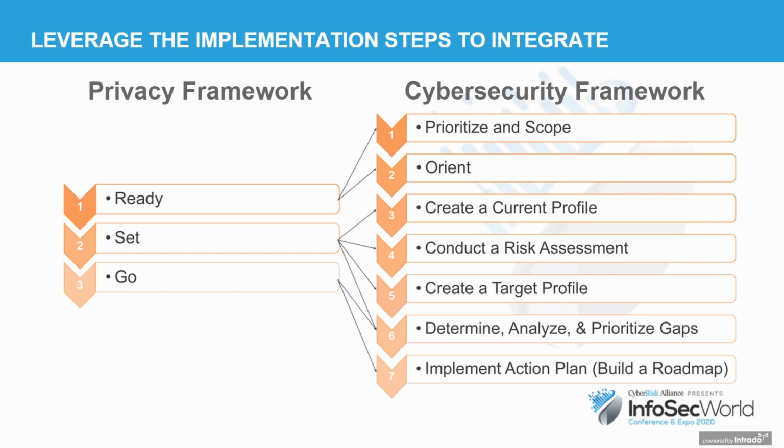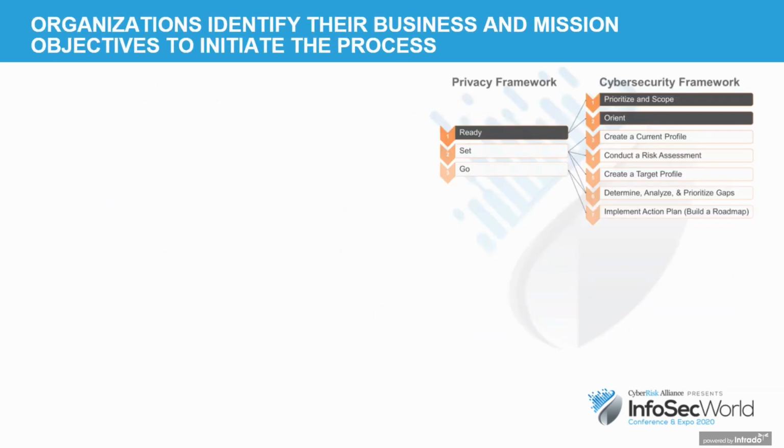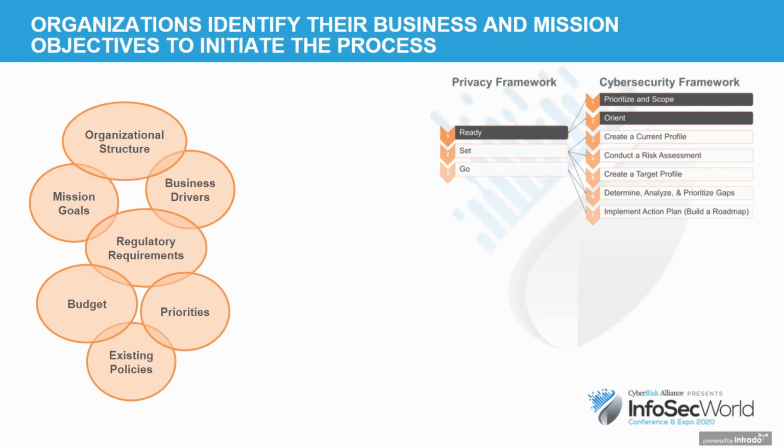So we're going to start off with the ready step of the privacy framework and the prioritize and scope and orient step of the cybersecurity framework. To do that, one of the great places to start is to take a step back and say, what is our organizational structure? What are our mission goals, our business drivers, our regulatory requirements? Just lay it all out there. What's our budget? There's all kinds of things to consider, but just looking at, who are we? What are our main objectives? What are we trying to do here?